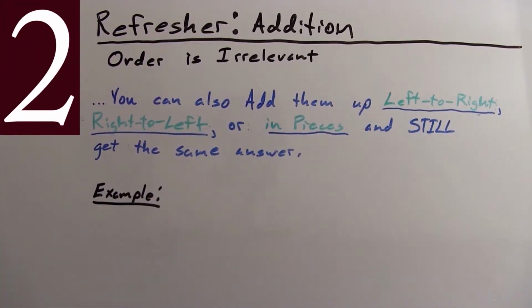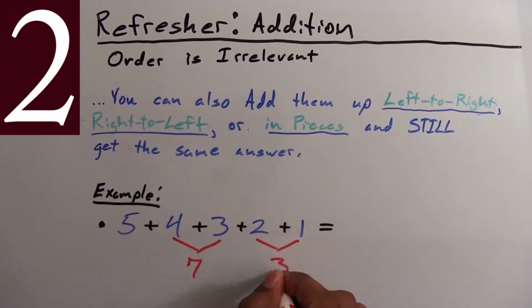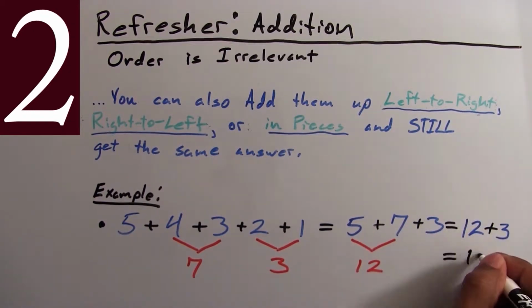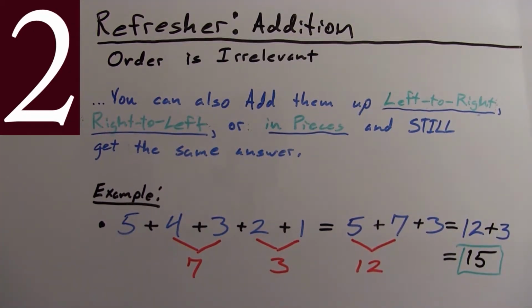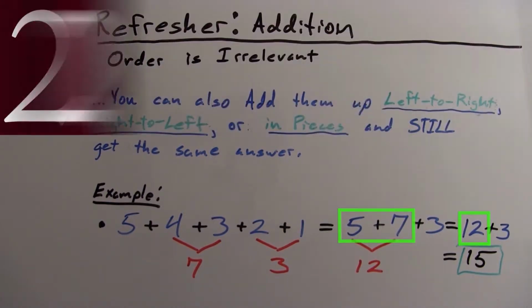This also means that you can add up numbers in any order, left to right, right to left, or easiest first. The answer will still be the same. Here we're looking at 5 to 1 counting down, but we've added 4 plus 3 and 2 plus 1 first. Notice that our answer is still the same.